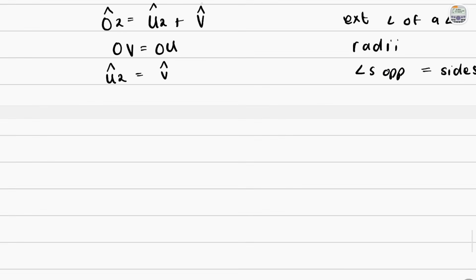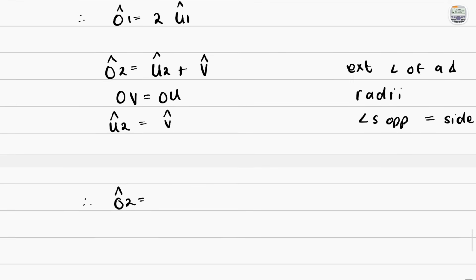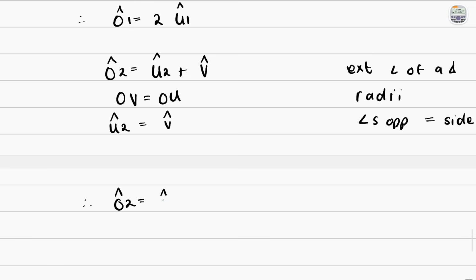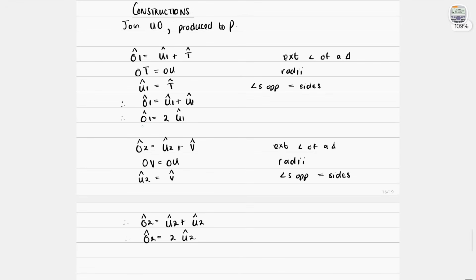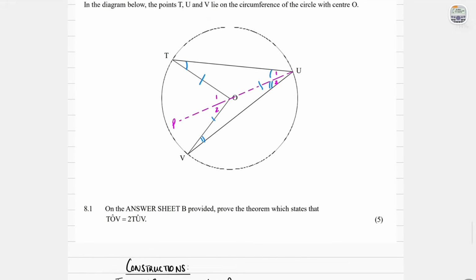Okay. And now, because we know these two are equal, let's update this equation. So angle O2 is finally equal to angle U2, and in place of angle V, just replace it with angle U2 since they're equal. So angle U2. And so finally, angle O2 is equal to 2 angle U2. So now we've got equations for angle O1 and angle O2. And look at what we can do with that.